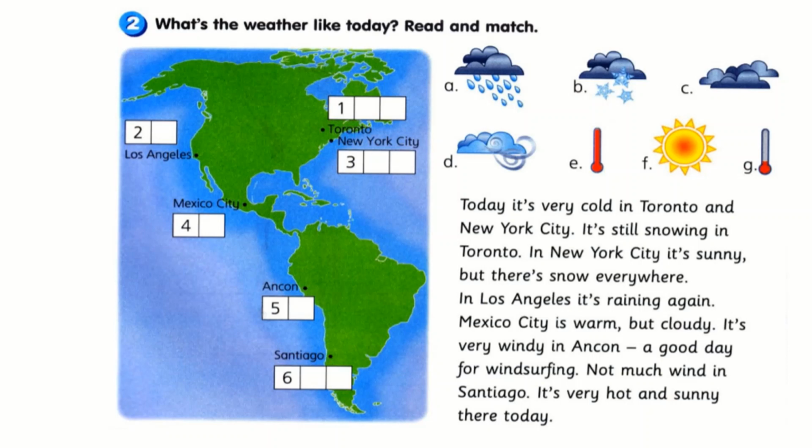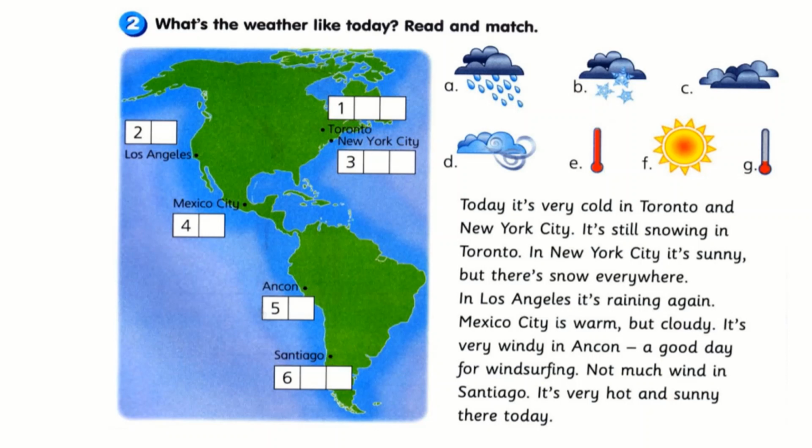So, let's read. Today, it's very cold in Toronto and New York City. It's still snowing in Toronto. In New York City, it's sunny, but there's snow everywhere. In Los Angeles, it's raining again. Mexico City is warm but cloudy. It's very windy in Ancon. A good day for windsurfing. Not much wind in Santiago. It's very hot and sunny there today.